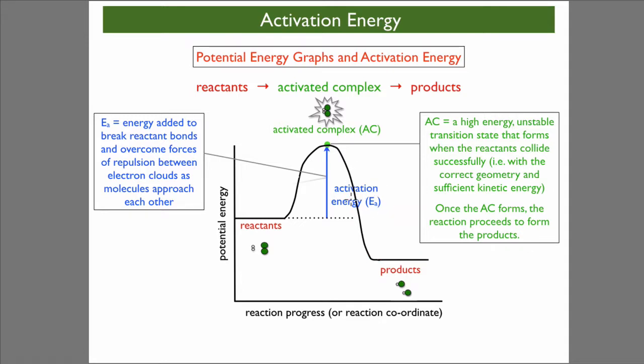So the activation energy is just the energy added to break reactant bonds and overcome forces of repulsion between electron clouds as molecules approach each other. It's worth memorizing that. The activated complex is a high energy unstable transition state that forms when the reactants collide successfully with the correct geometry and sufficient kinetic energy. Once the activated complex forms, the reaction proceeds to form the products.